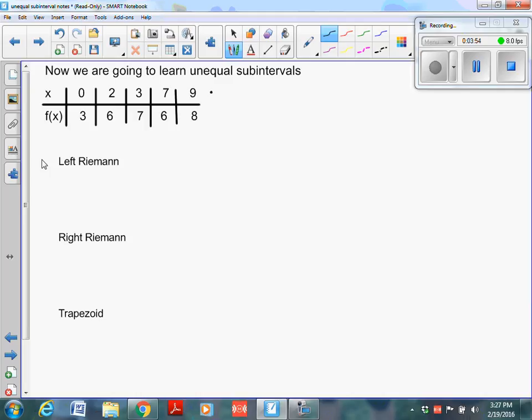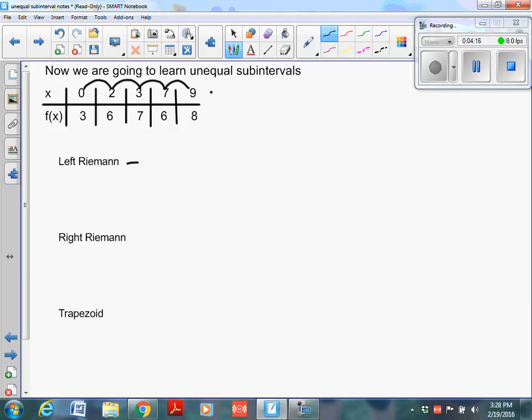Look at your x values. Do you notice that there are 1, 2, 3, 4 intervals? You can see that there are 4 intervals, but do you notice that these intervals are not the same? From 0 to 2 is 2, 2 to 3 is 1, 3 to 7 is 4, and 7 to 9 is 2. They're not equal. So how do you do not equal?